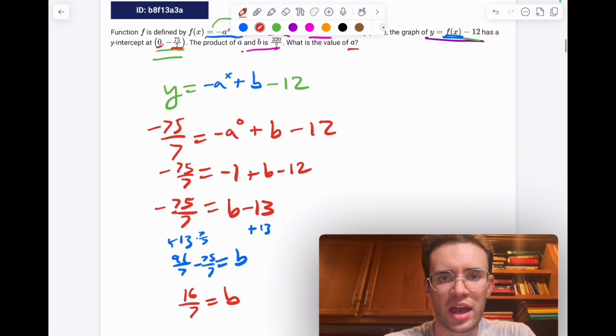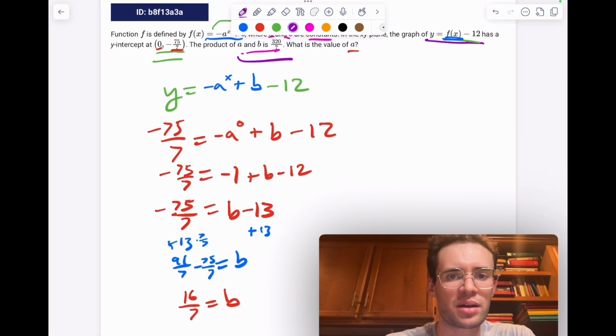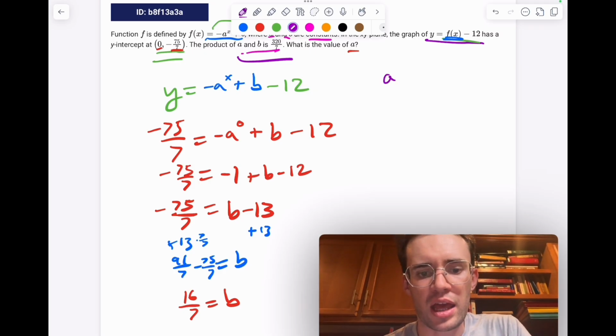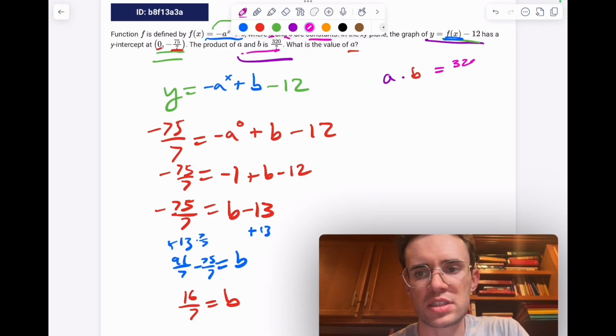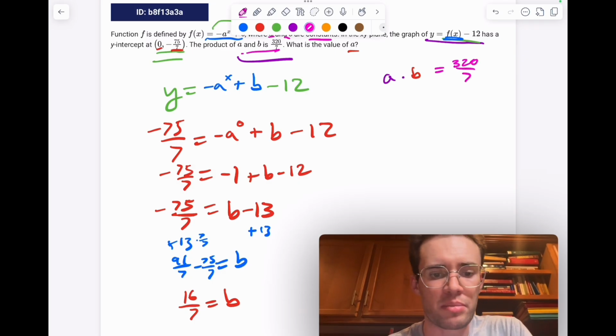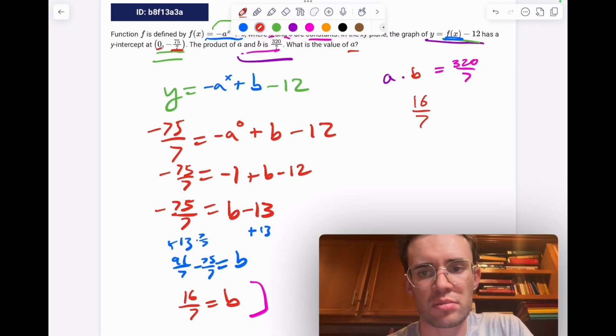So the product of a and b is, okay, so that's where this is going to come in. The product of a and b, a times b, is equal to 320 over 7. And now we know what b is. We just found that here. So we just plug in 16 sevenths for b. So a times 16 sevenths equals 320 sevenths.